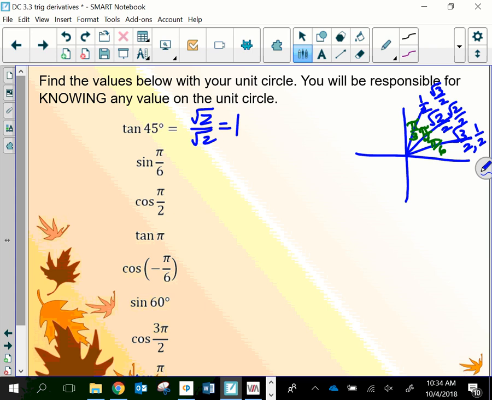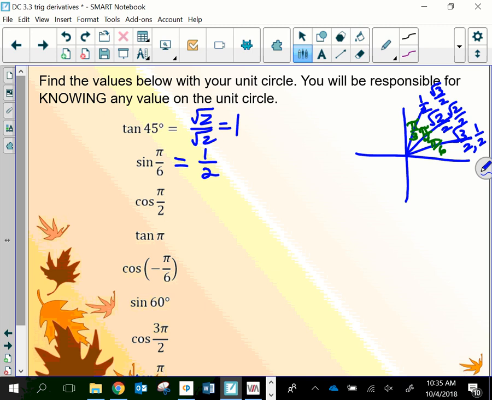Okay, pi over 6 is right here. Sine is what? 1/2, right? That's right on the chart that you filled out. If you filled that out wrong, guess what? You are screwed. All right.